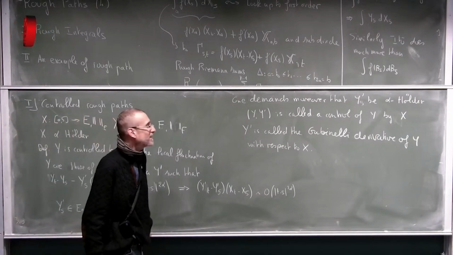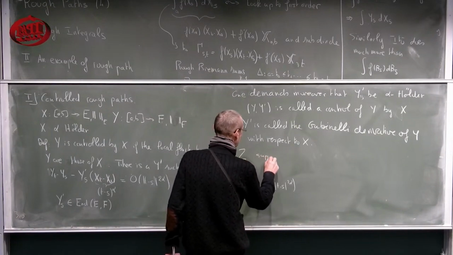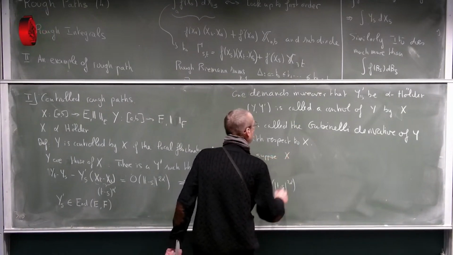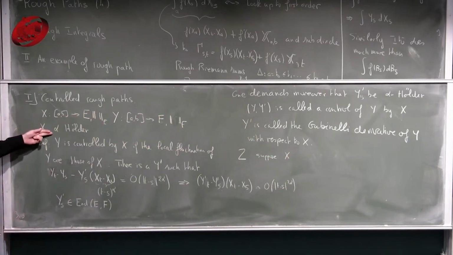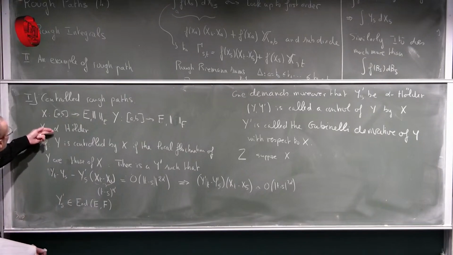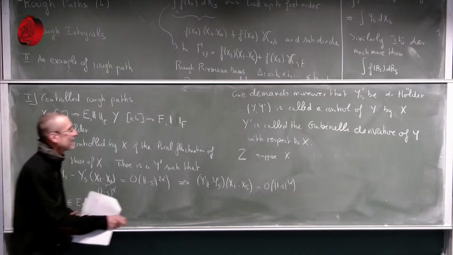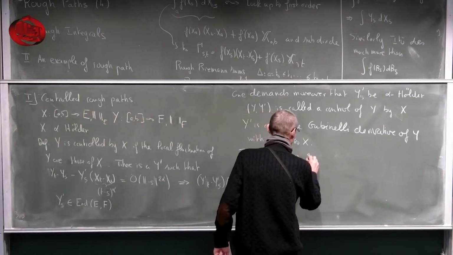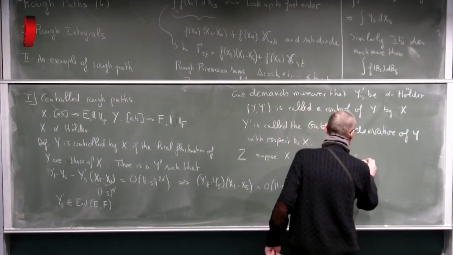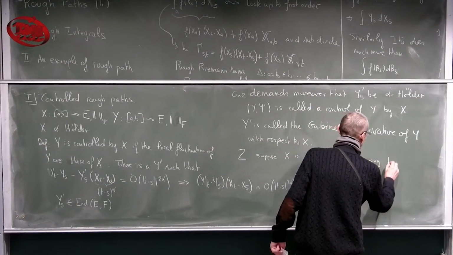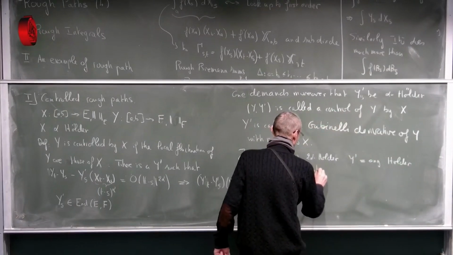So the point is, suppose x is in fact better than alpha. We have defined it with a certain exponent alpha, but if x is alpha Hölder on a compact interval, it can also be better. If it's 2 alpha Hölder, it's also alpha Hölder. So imagine that now, suppose x is 2 alpha Hölder, y prime equals any Hölder object is okay.